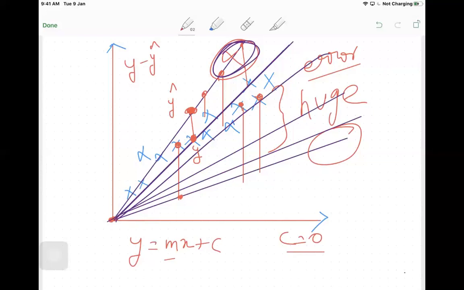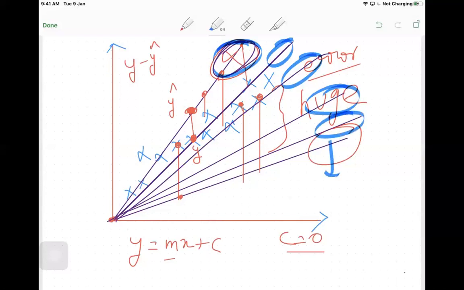So if I consider this line, the error is high. If I consider this line, yes, the error has got reduced a little more. If I consider this line, maybe this is my best line. And if I consider this line, again the error is actually increasing. If I consider this one, again the error is increasing, and so on. So this is the fundamental idea behind any linear regression algorithm.